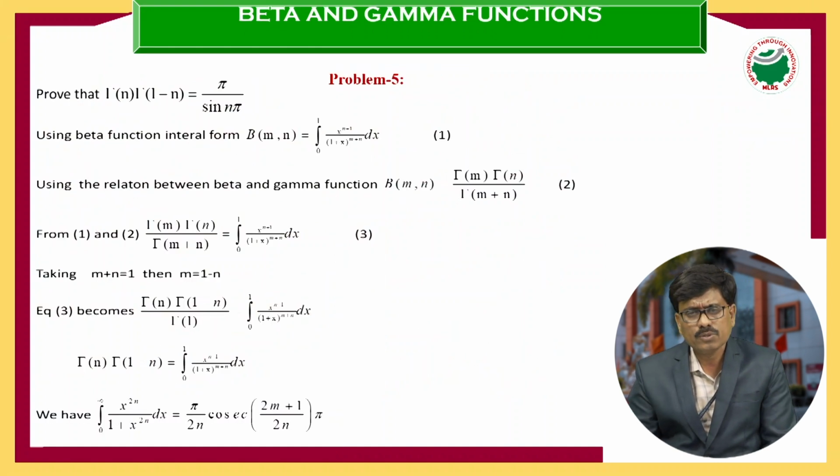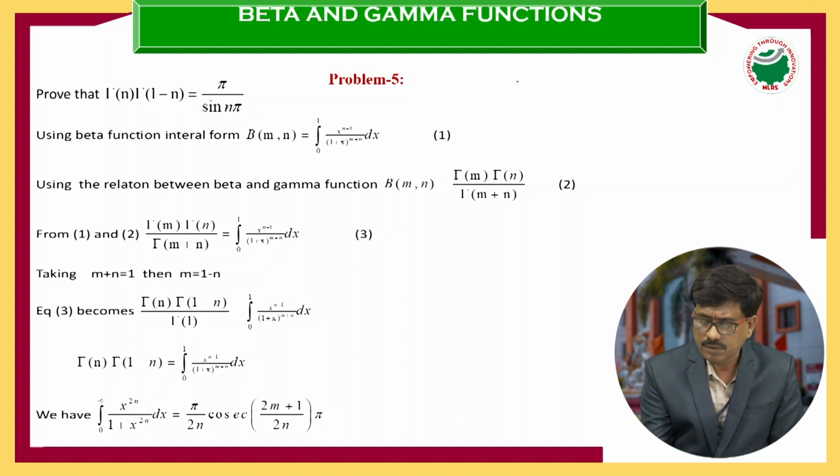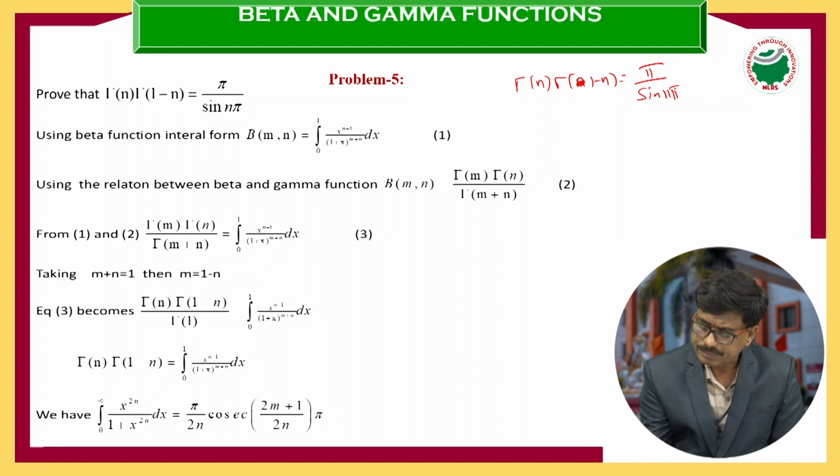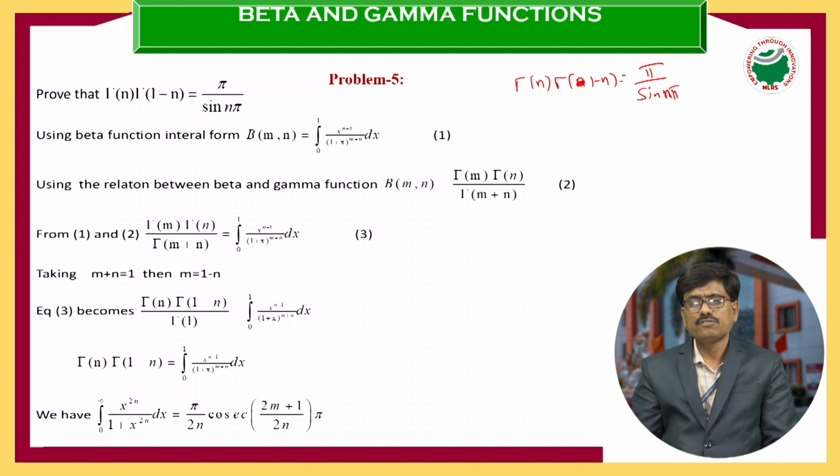Let us go with one more final topic, the duplication formula. Most of the time you already understand the definitions of the beta function. We are converting the beta function into the gamma. Even though we are converting, we can't evaluate that value in such a simple manner. In such cases we are going to use the duplication formula. The duplication formula is given here: gamma of n into gamma of 1 minus n is equal to pi by sine n pi. This is called the duplication formula.